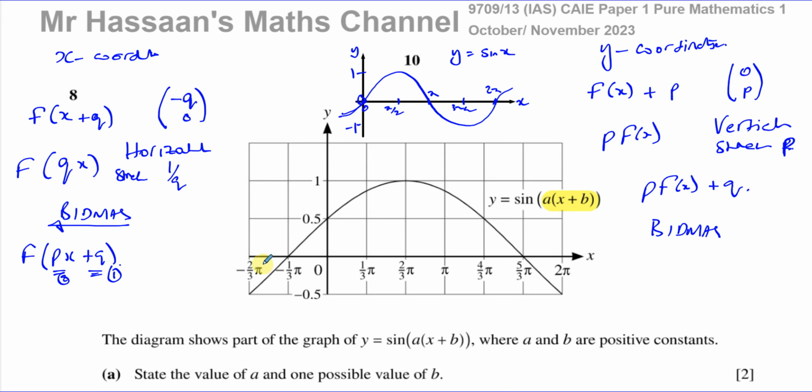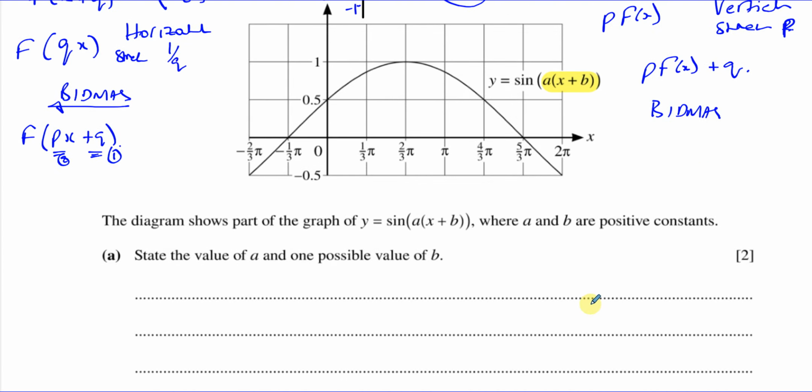Now, in this particular case, we have y equals the sine of a, then bracket x plus b. So everything that's been affected is inside the function. But you have here a multiplication and a bracket. Now, if we're going to be inside the function, we have to do the opposite of BIDMAS. We're going to go in the opposite direction of BIDMAS. So I have to deal with the multiplication first and then with the bracket.